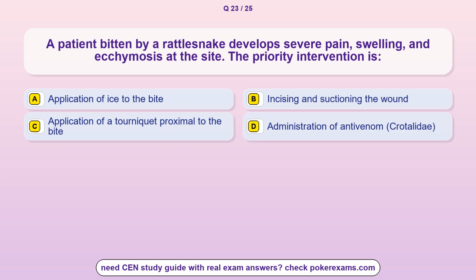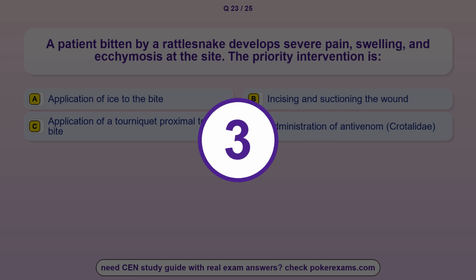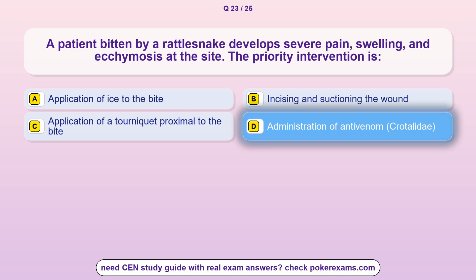Question 23. A patient bitten by a rattlesnake develops severe pain, swelling, and ecchymosis at the site. The priority intervention is option A, application of ice to the bite. Option B, incising and suctioning the wound. Option C, application of a tourniquet proximal to the bite. Option D, administration of antivenom, crotalidae. The correct answer is option D, administration of antivenom, crotalidae.